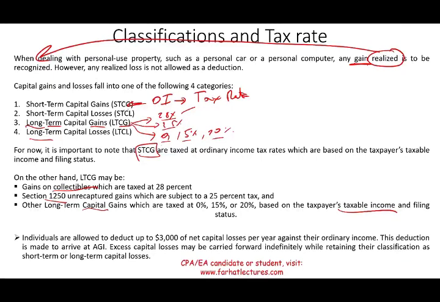So what happens to losses? What happens if you have a short-term capital loss or long-term capital loss? Well, the good news is individuals are allowed to deduct up to $3,000 of net capital losses from investment. This is to arrive at your AGI. Any excess losses, again, not from a personal use asset, but from investment, like stocks and bonds, if you have more than $3,000, can be carried forward indefinitely. The good thing is this $3,000 goes against your ordinary income. And if you cannot use it, you just keep it. Excess capital losses may be carried forward while retaining their classification as either short-term or long-term.